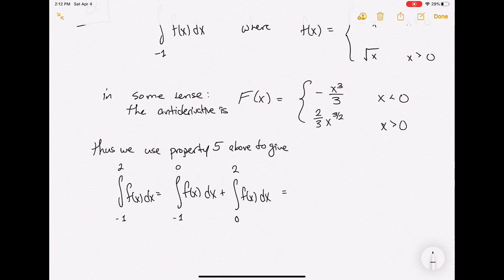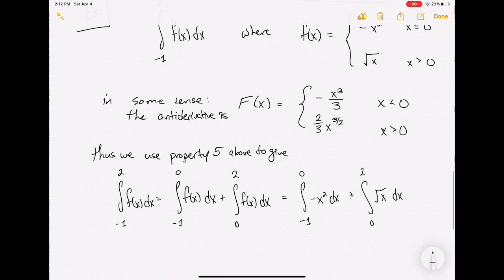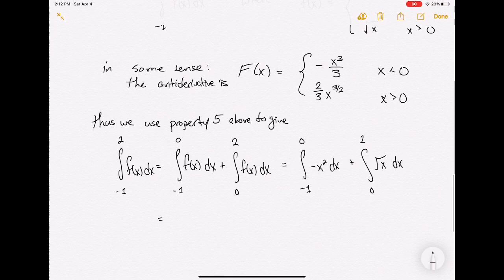So this is going to be the integral of -1 to 0 of -x squared dx plus the integral from 0 to 2. I hope you guys can figure out the other half of this. This is the square root of x dx. And we already have those antiderivatives. Those antiderivatives are -x cubed over 3 from -1 to 0 plus 2/3 x to the 3/2 from 0 to 2.